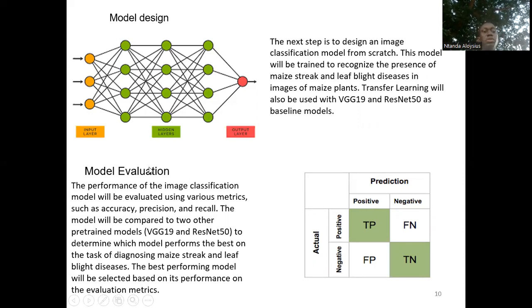Then after that, we shall evaluate the models. We shall get the best performing models in terms of accuracy, precision, and recall. The model will be compared to the other pre-trained models, VGG19 and ResNet 50, to determine which model performs best at diagnosing the maize streak and leaf blight diseases. The best performing model will be selected based on its performance on the evaluation metrics.